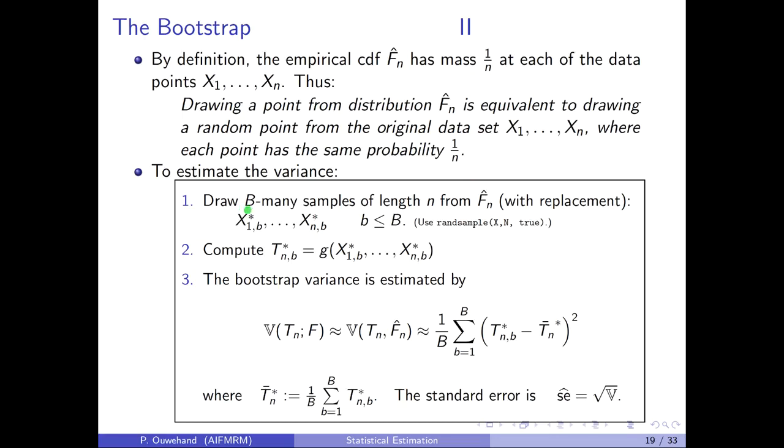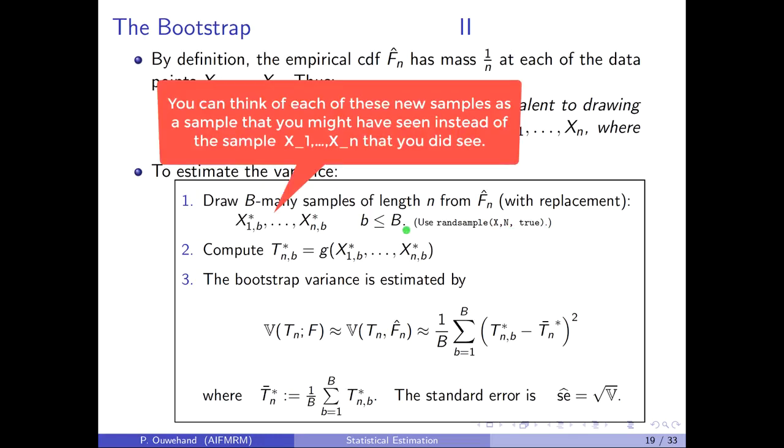Let B be a large number, 500, 1000, 10,000, and draw B many samples of length n from hat Fn. In other words, construct B many samples by drawing from the data that you have, x1 up to xn, and sample with replacement. So in MATLAB, as already mentioned, you can use randsample(X, n, true), and that will draw n points from the data vector x with replacement. But you want to do that B many times so that you have B many samples of length little n.